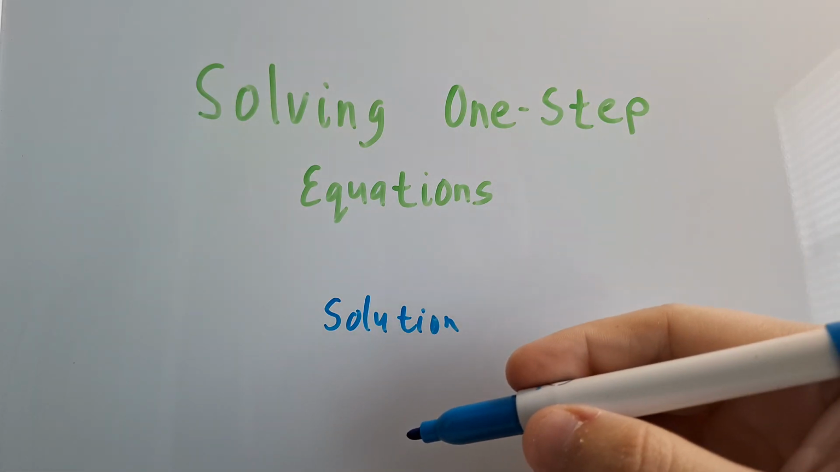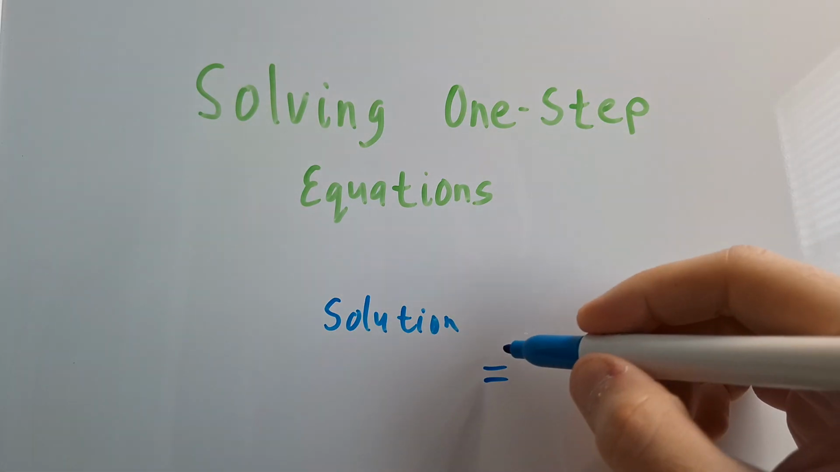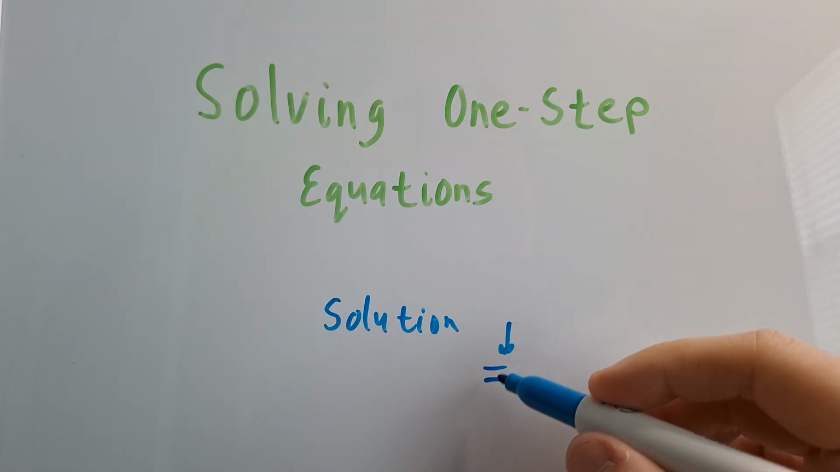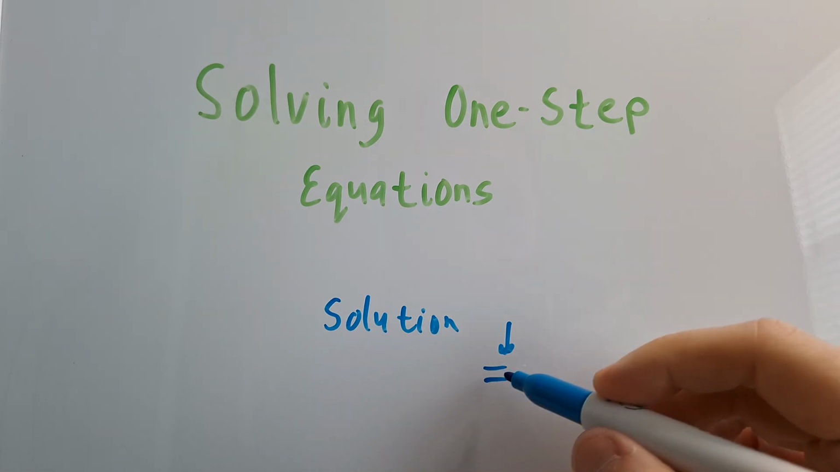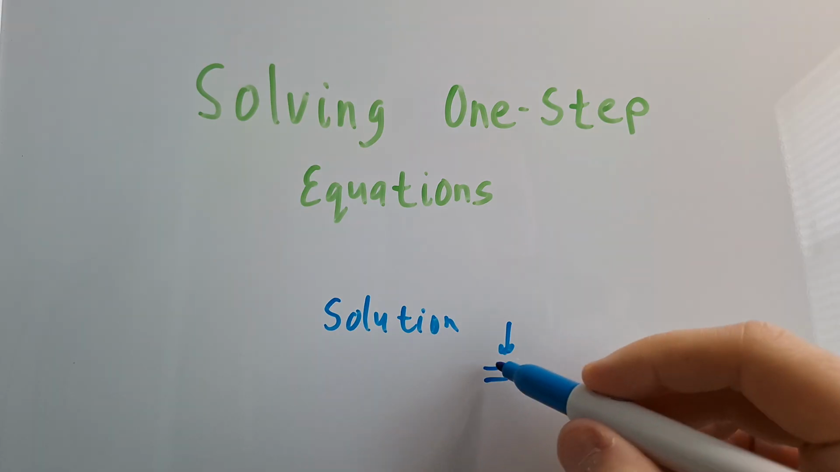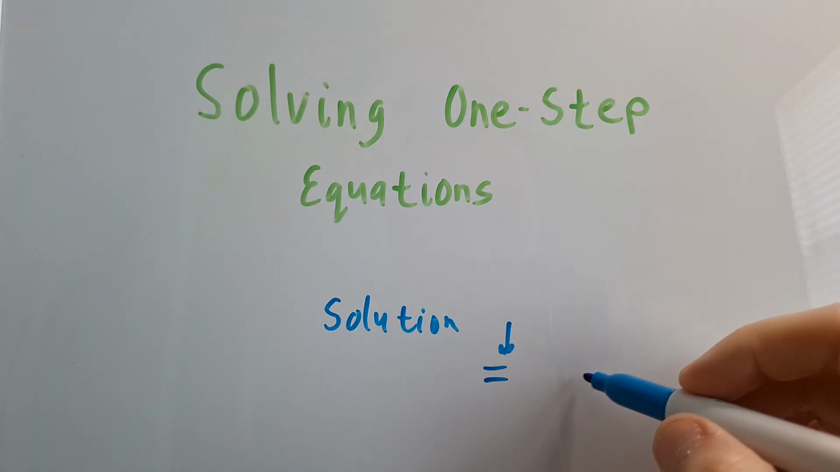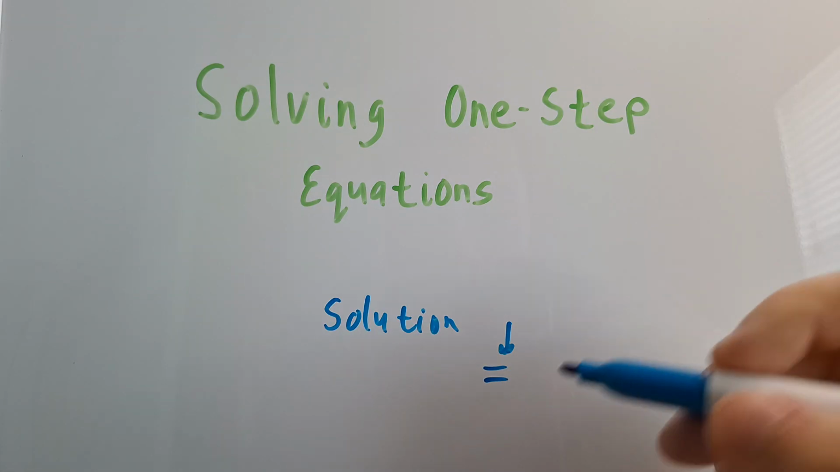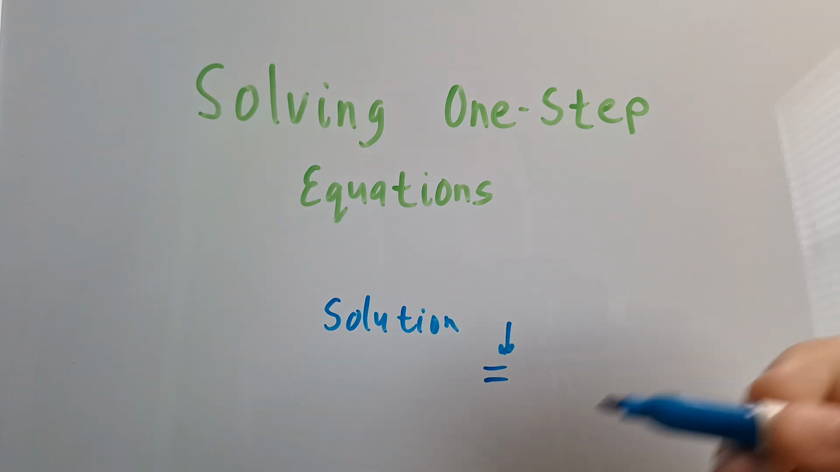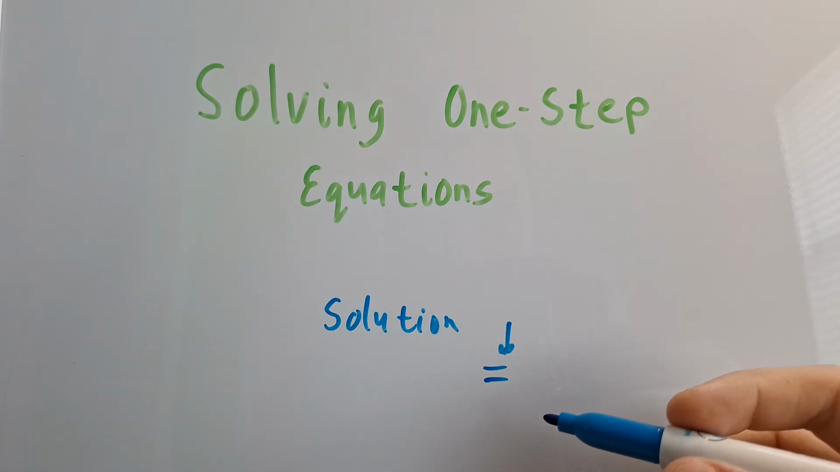So one way that we can solve an equation is to get the variable alone on one side of the equation sign, this equal sign. This is how we know we're dealing with an equation, because we'll have something on the left side of the equal sign and something else on the right, and it'll tell us that whatever's over here must be the same as whatever's over here.